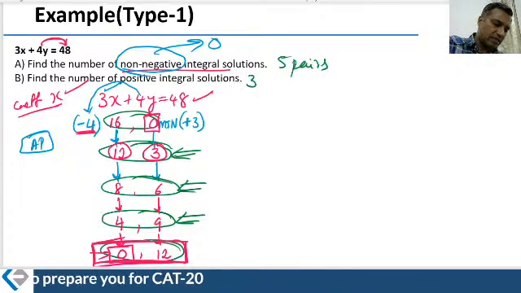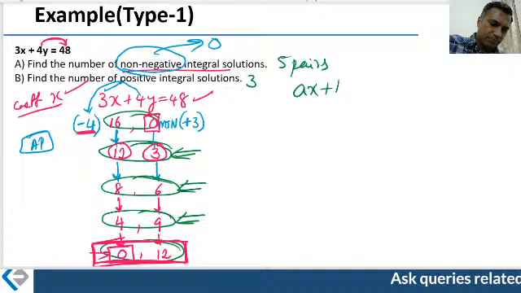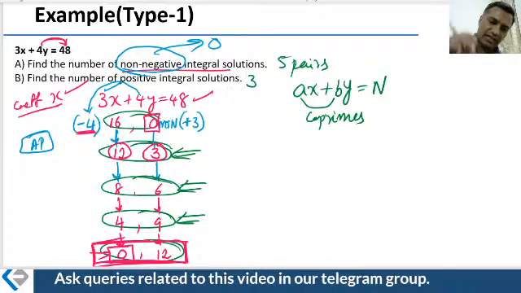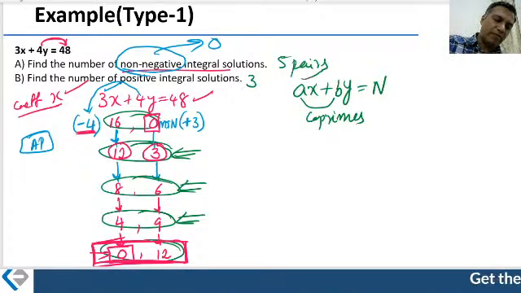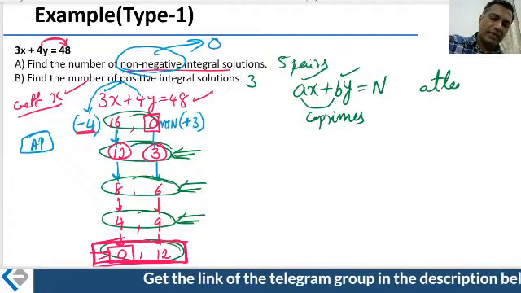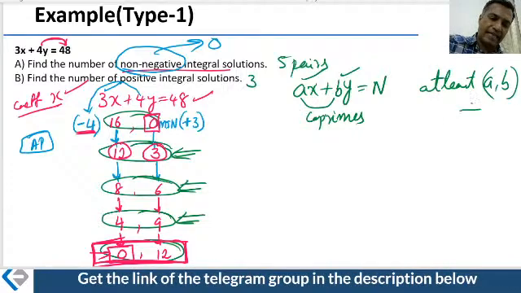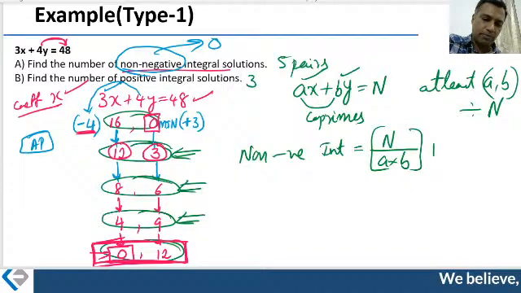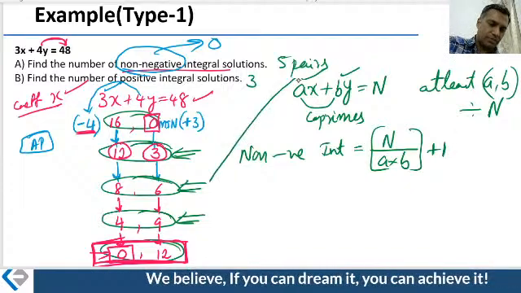Now this can also be done like this, my friends. Listen to me. If the expression is of the form ax plus by is equal to n, in which a and b are co-primes, and at least one among a comma b divides n, then the number of non-negative integral solutions is given by n divided by a into b, quotient, that square bracket means quotient, plus 1. I want you to remember this piece of information.